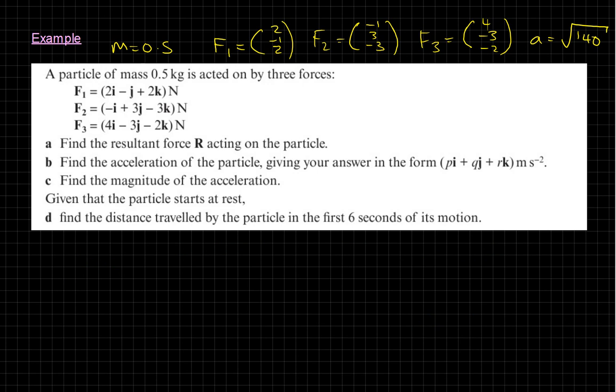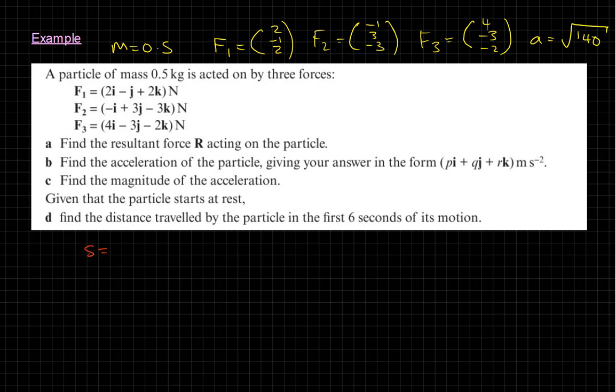Right, so for part D, we're going to find the distance travelled by the particle in the first 6 seconds of its motion. That's just a Suvat equation, isn't it? Because we know the acceleration is a constant number. So we're just going to do a bit of Suvat. Again, see if you can beat me. Let's try and practice.